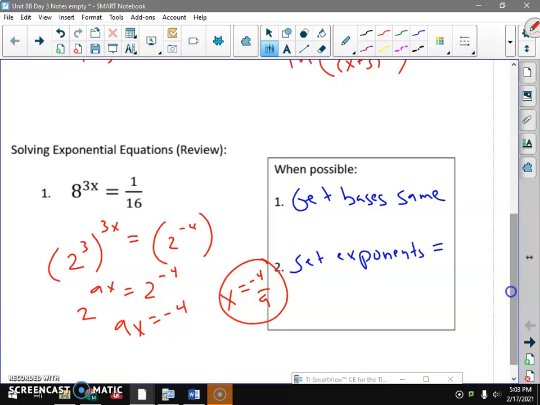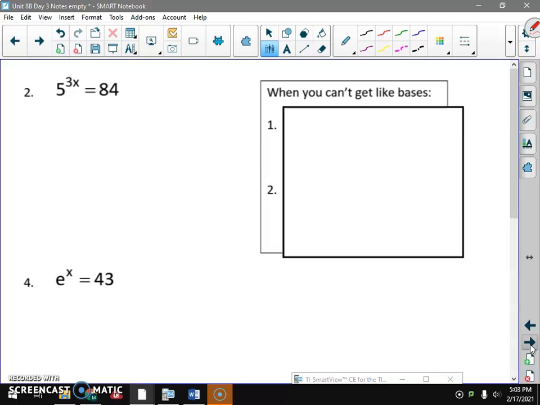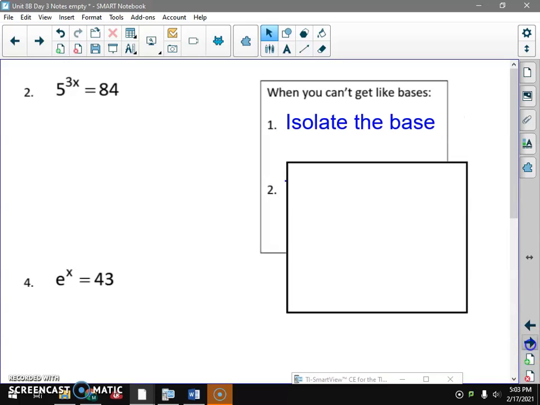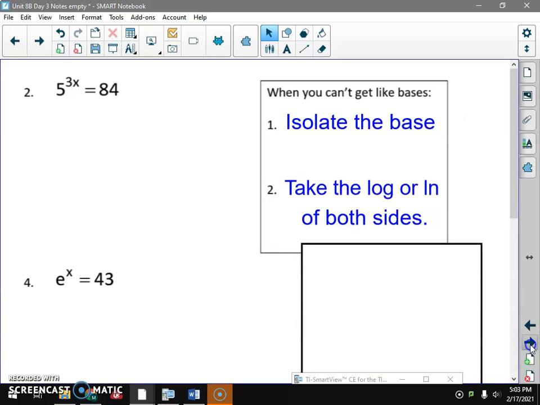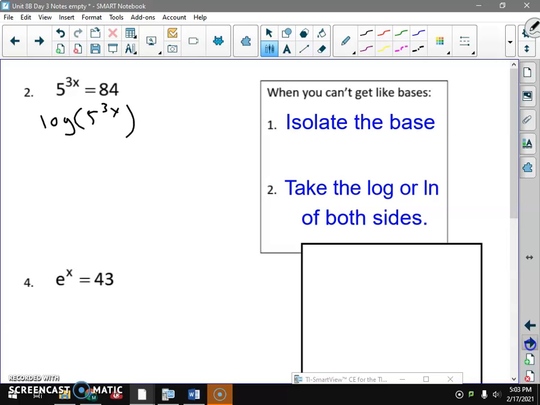But what do you do when you have equations that you can't get bases the same? I can't turn a 5 into 84. I can't turn an 84 into a 5. Well, here's a strategy right here. Isolate the base, get the base alone, and then take the log of both sides. So is the base 5 alone? It is. So I'm going to take the common log of both sides. Yes, we could have just as easily done the natural log, but I'm going to do common log.